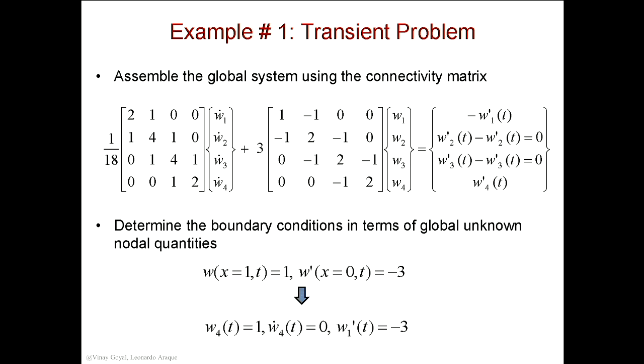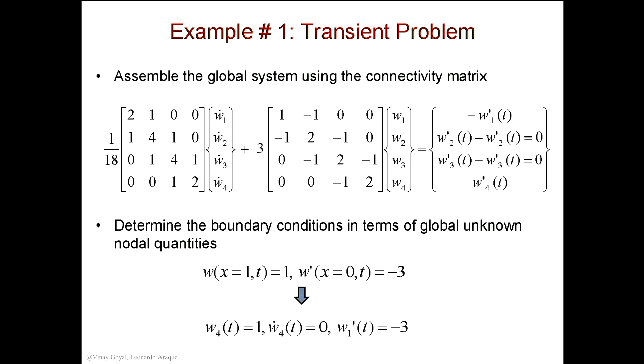So we will determine the boundary conditions now in terms of the global unknowns. What is important at this step is that you know the boundary conditions of the problem, and we need to relate that to the problem at hand. If you remember, we said that W at x equals 1 at any point in time is 1, and W prime at x equals 0 at any point in time is minus 3. Well, that relates to the following.